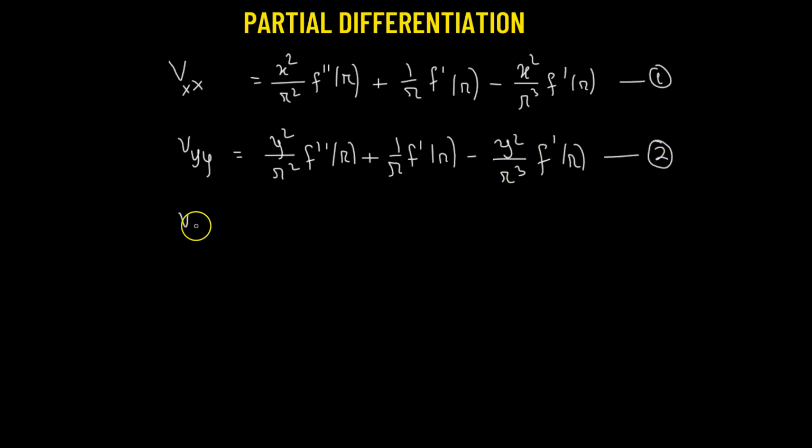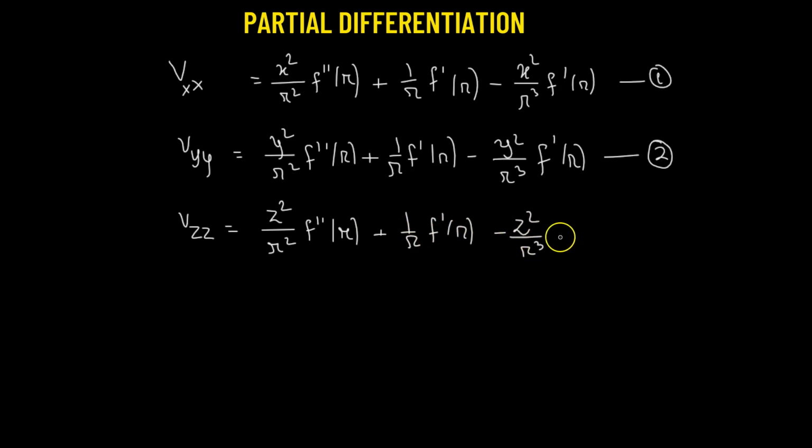And we can also find out the second partial derivative of v with respect to z, so this will become z squared divided by r squared times f double prime r plus 1 over r times f prime of r minus z squared divided by r cubed times f prime of r. So this will be number 3.